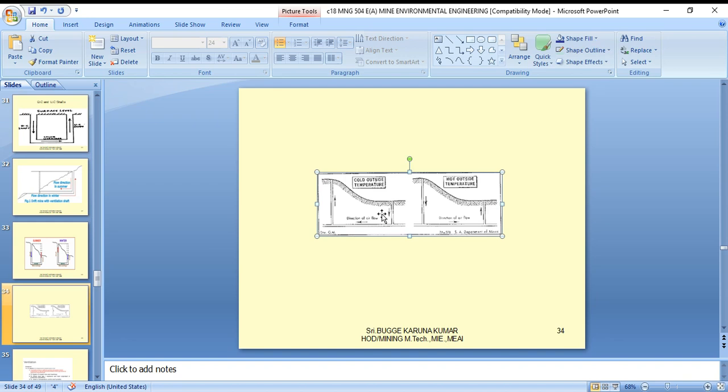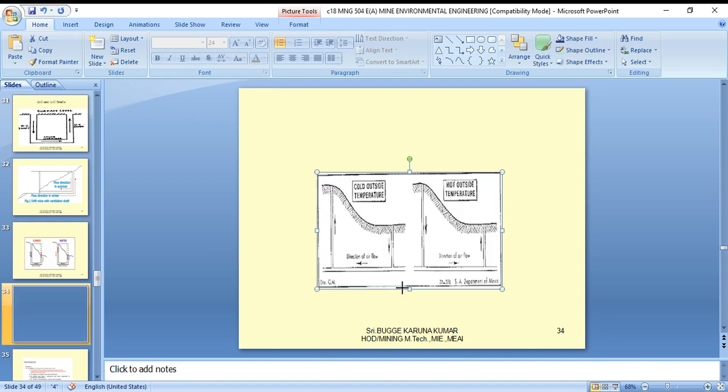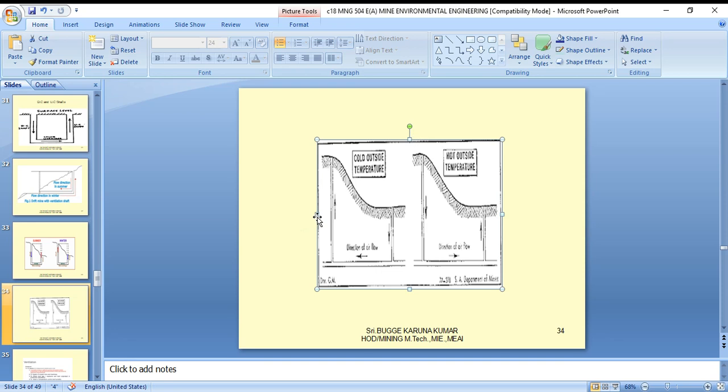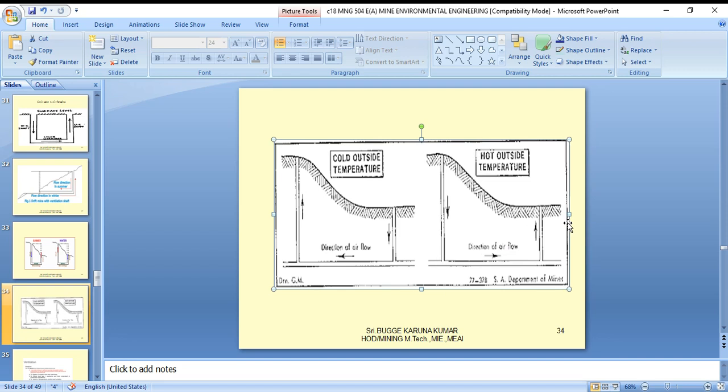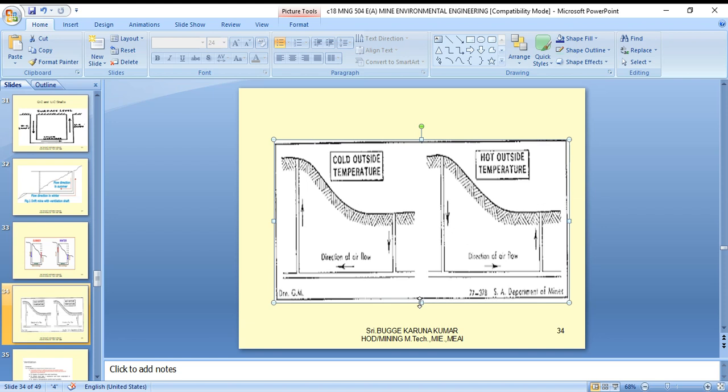Coming to another explanation, for cold outside, what is happening is that when it is cold, the low level will go down and the high level will be up, but in the hot season it goes this side. So this is a fundamental phenomenon of the natural ventilation system.